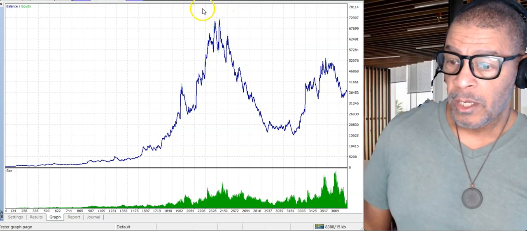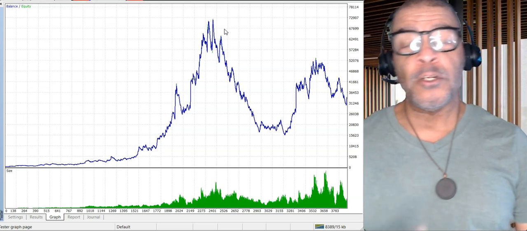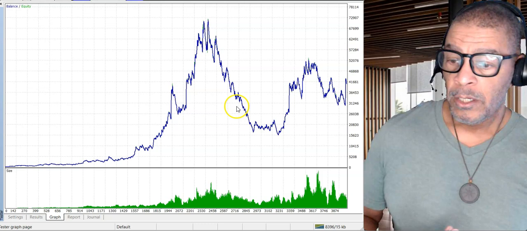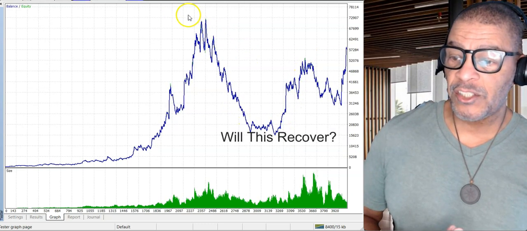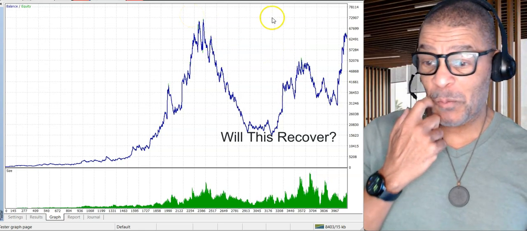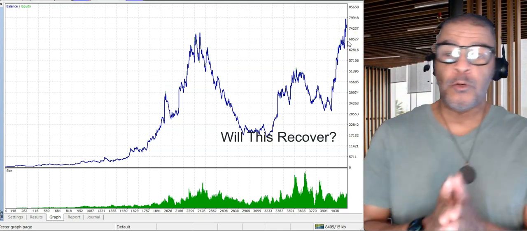Look at this. I don't know what was going on here as far as the news, as far as the economy, but this Japanese yen, the US yen, dropped all the way down. Then it started recovering right here, and it still hadn't recovered to the highest point yet. But look at this, guys. Now it's back up to 67,000. So here's the cool thing.